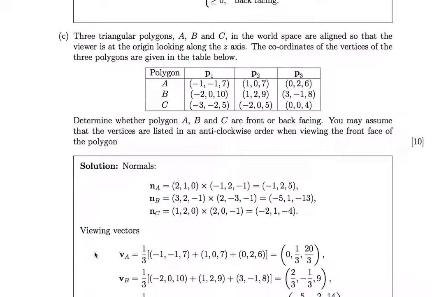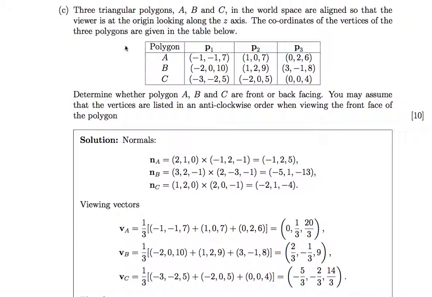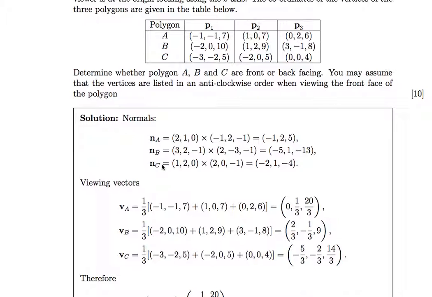Part C, you're given 3 polygons with their 3 vertices. Okay, so each polygon A, B and C are defined by 3 vertices. Determine which are front or back facing. So the surface normal vectors, okay, these are just calculated with P2 minus P1 cross product with P3 minus P2 for each of those polygons. So this is a cross product calculation.